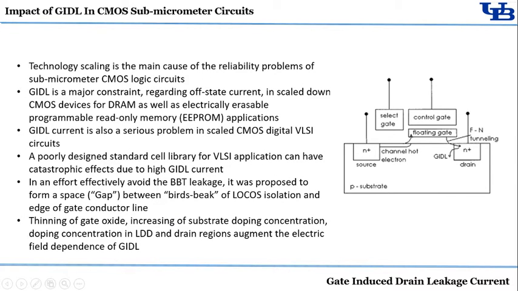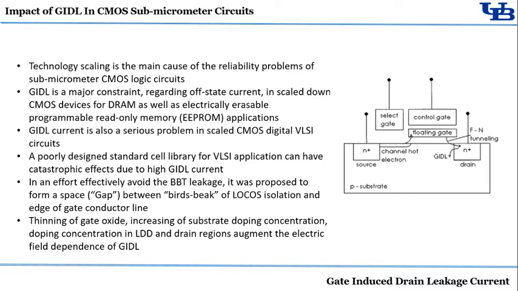Impact of GIDL in CMOS submicrometer circuits. Technology scaling is the main cause of the reliability problems of submicrometer CMOS logic circuits. GIDL is a major constraint regarding off-state current in scaled-down CMOS devices for DRAM as well as electrically erasable programmable read-only memory (EEPROM) applications. GIDL current is also a serious problem in scaled CMOS digital VLSI circuits. A poorly designed standard cell library for VLSI application can have catastrophic effects due to high GIDL current.